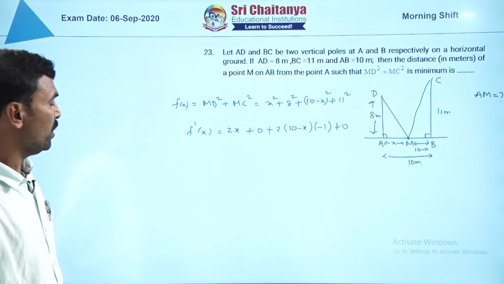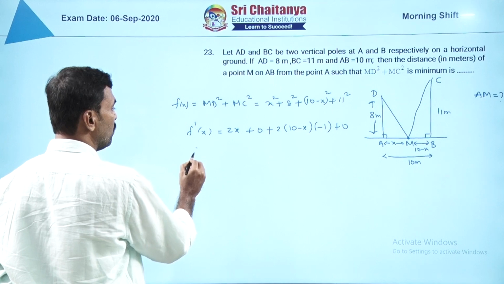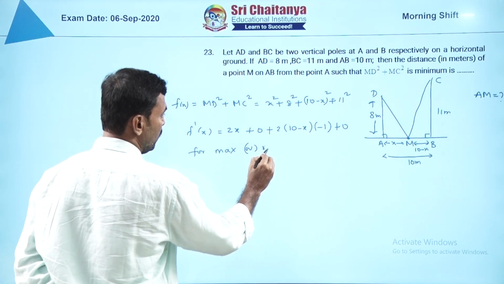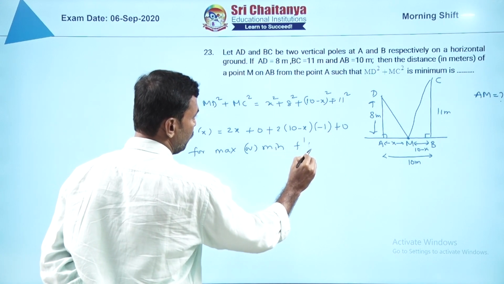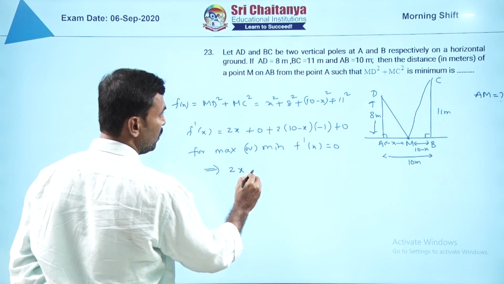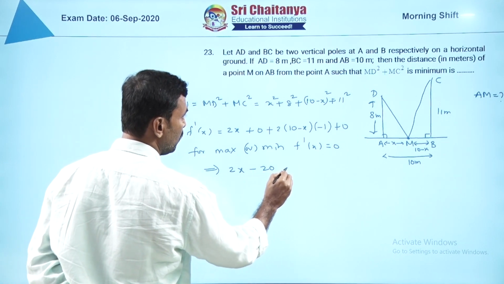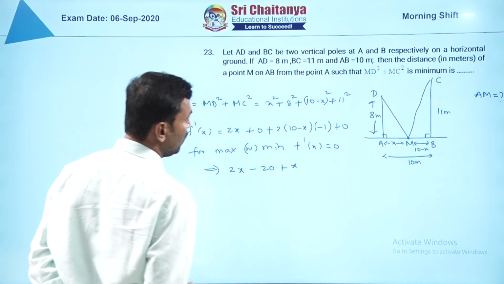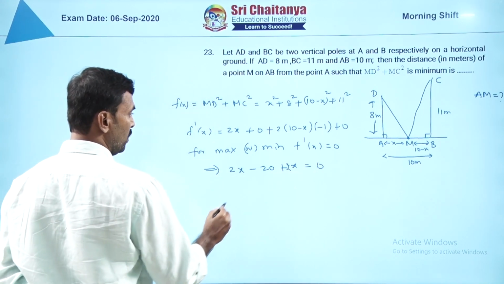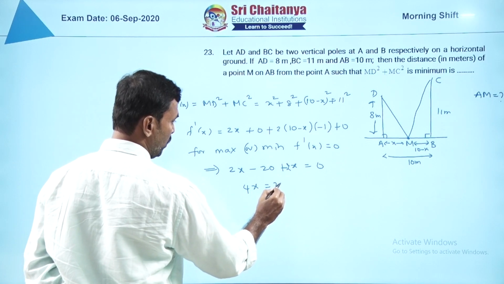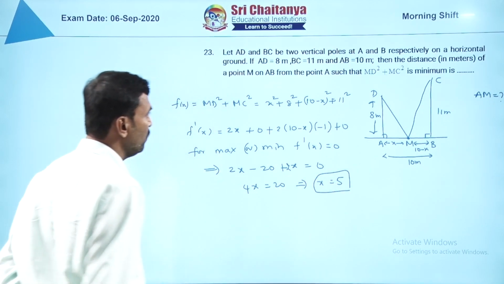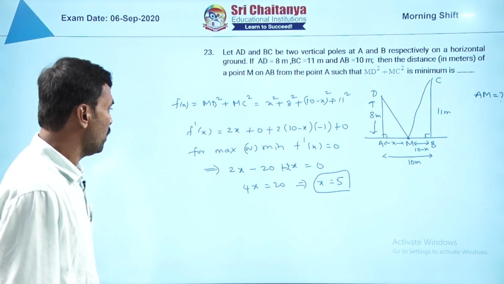For maximum or minimum, derivative must be 0, f dash x must be 0. This implies 2x minus 20 plus 2x is equal to 0. 4x is equal to 20, x is equal to 5. So, at x is equal to 5, this will be either maximum or minimum.